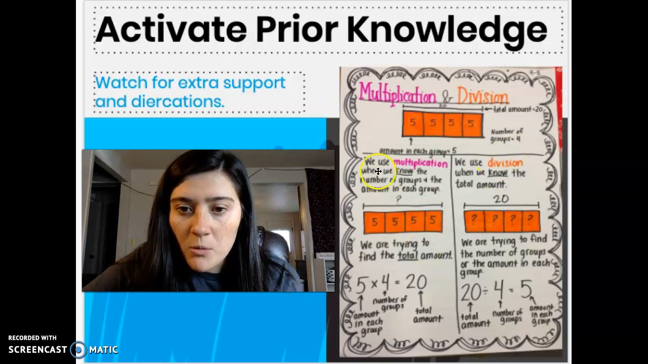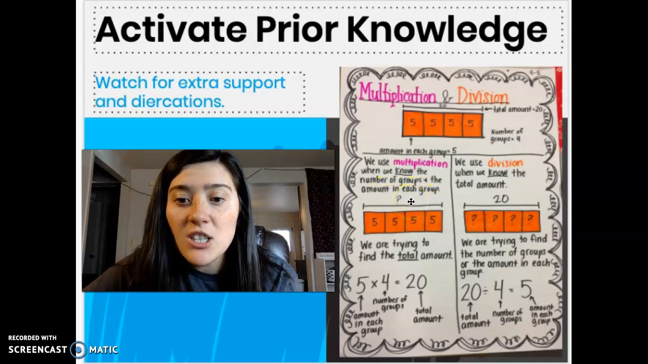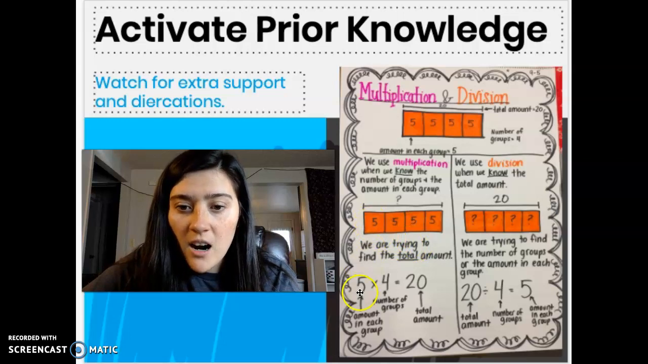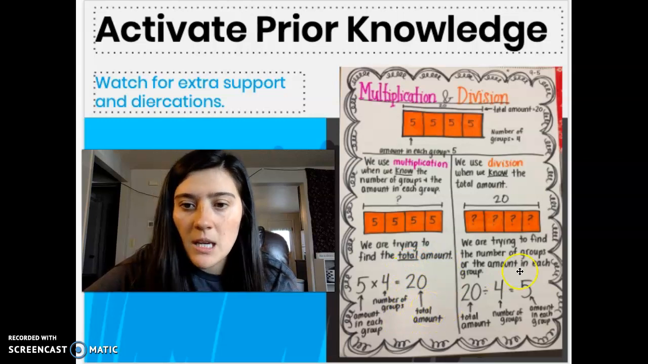So remember, we use multiplication when we know the number of groups and the amount of each group. So we know that the amount is 5 in each group, and there are 4 groups. So we know that the total amount is going to be 20. Same thing for division.